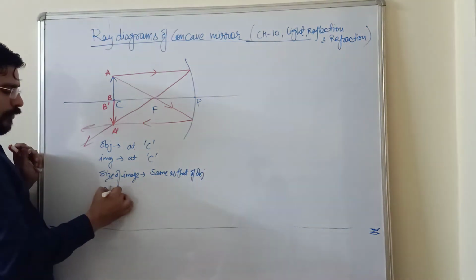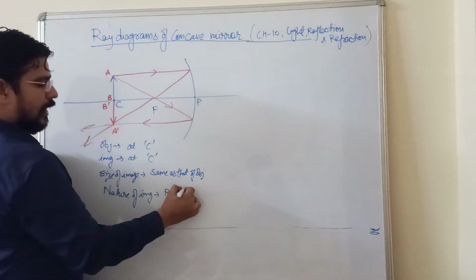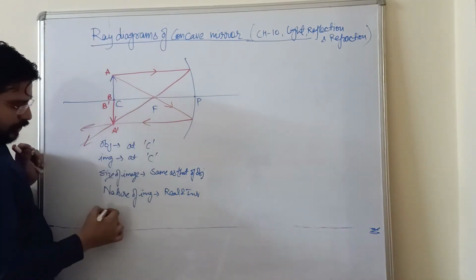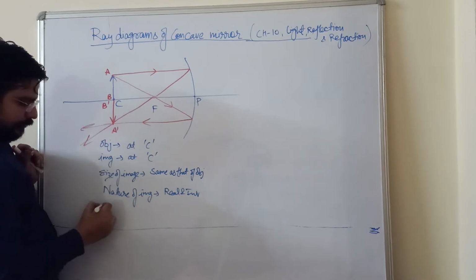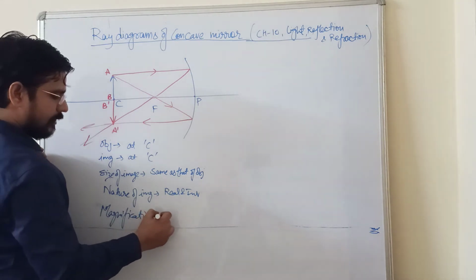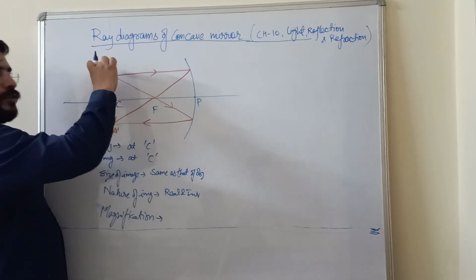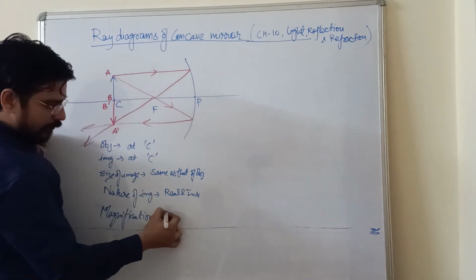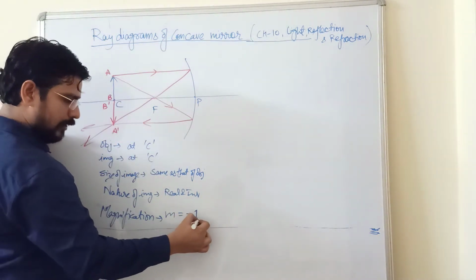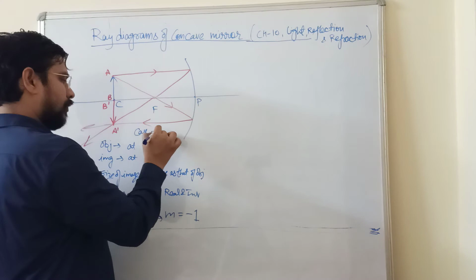And about the nature of the image, the nature of the image is real and inverted again, as rays of light are actually meeting after reflection. And the magnification here, as the image is of the same size as that of the object, the magnitude of magnification is going to be 1, because it is the ratio of size of image to size of object. Magnification m is going to be negative because the image is inverted, and its value is 1 because the size of the object is equal to the size of the image. Similarly, this was case 3.